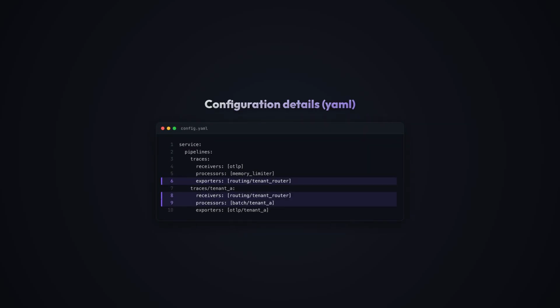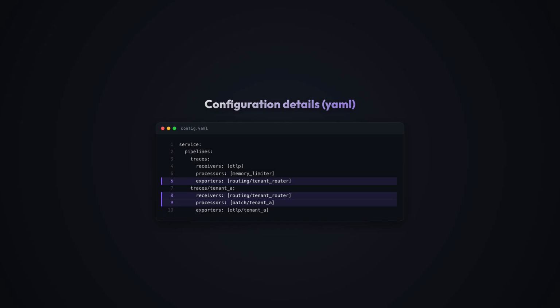Now, we integrate this connector into our service pipelines. In the service section, we define our primary pipeline, traces. Its receiver is OTLP, its processor is memory_limiter, and its exporter is our connector, routing/tenant_router.